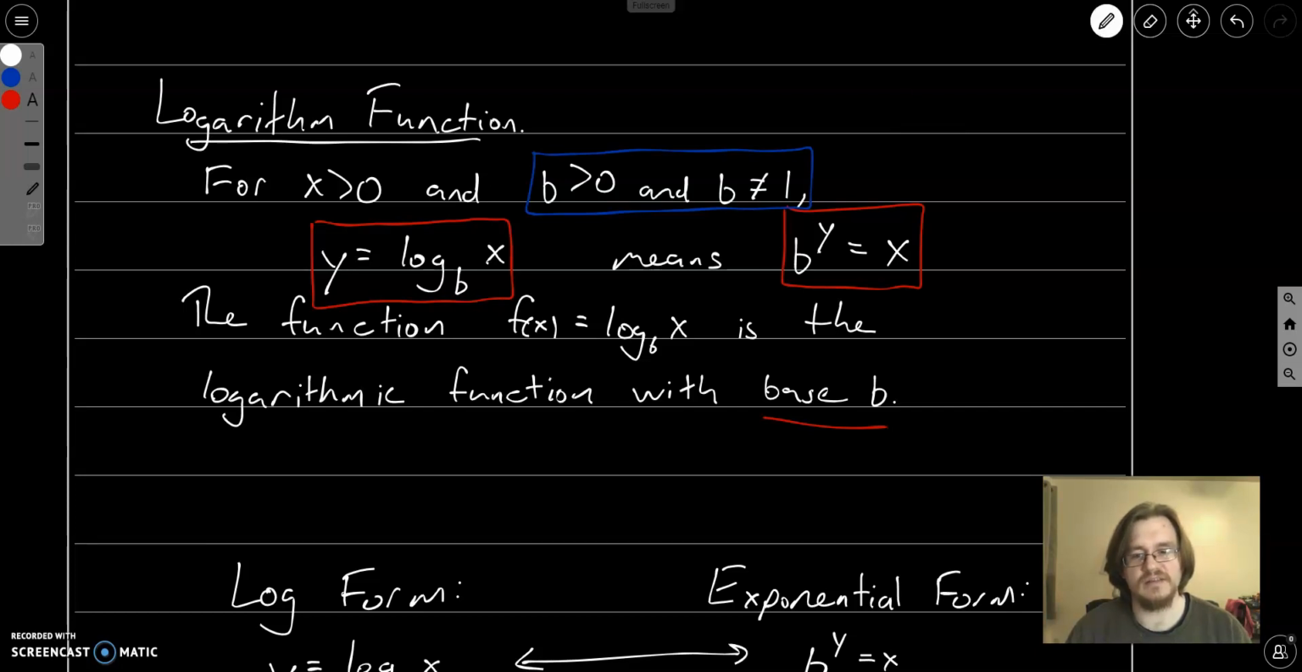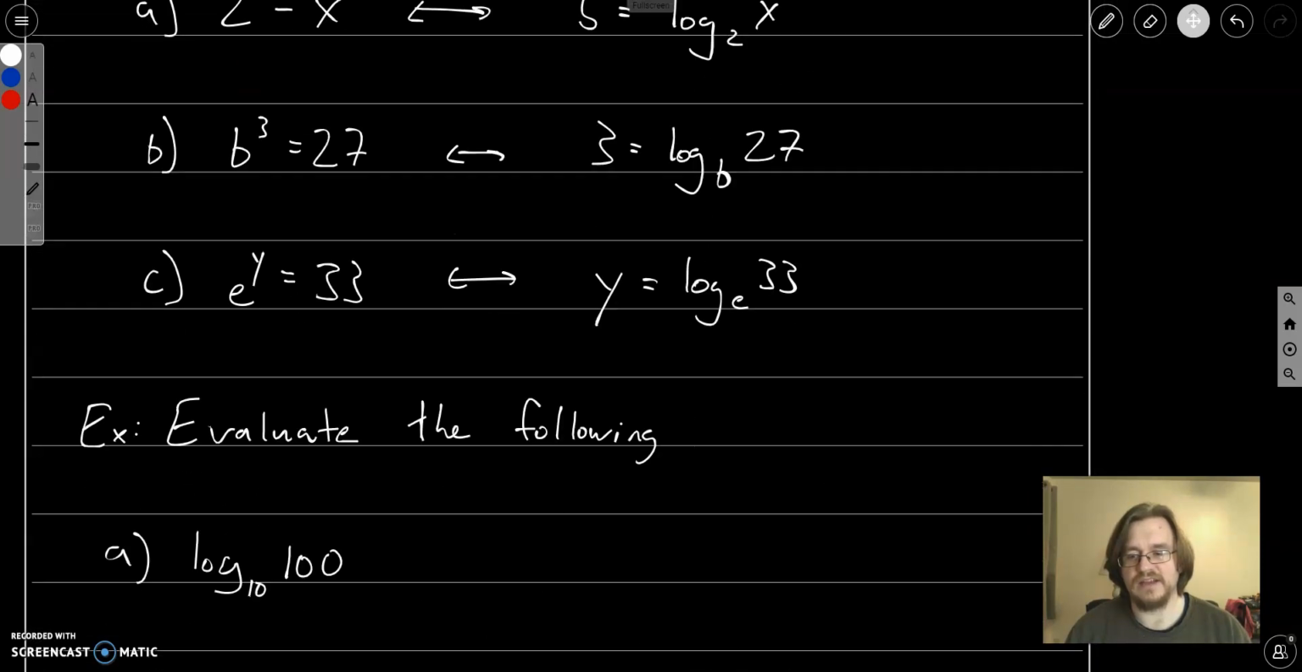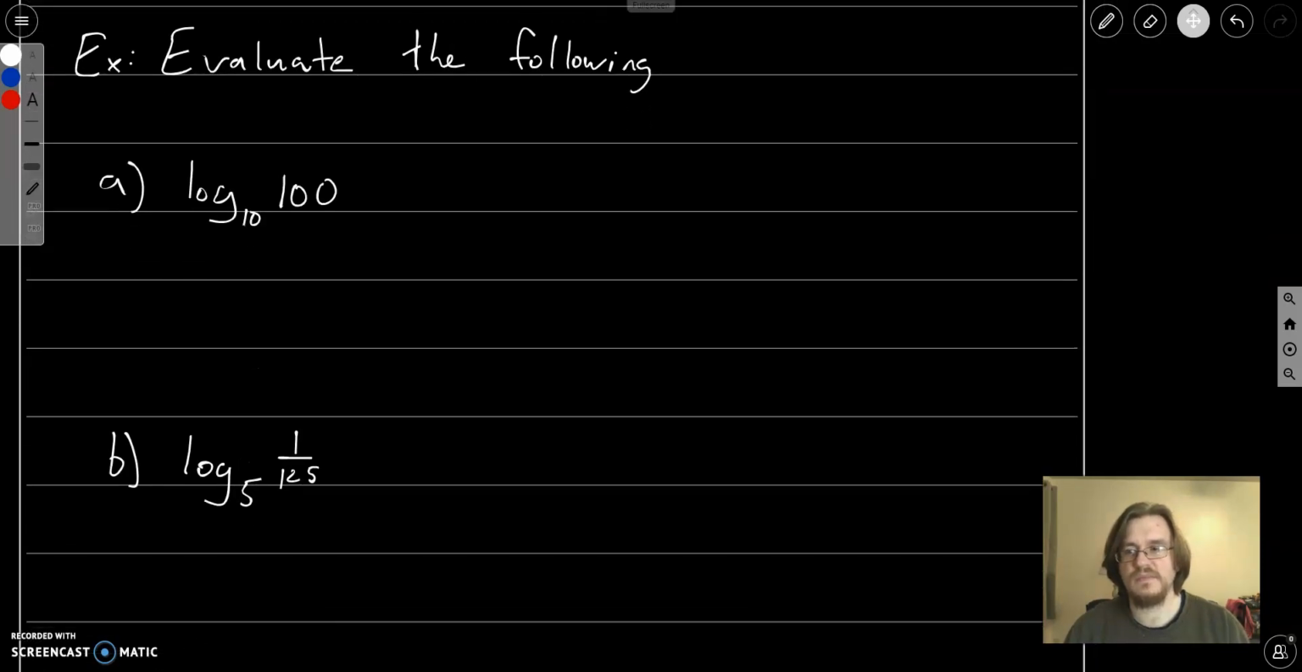So when we're talking about the log function, our base can only be greater than 0, and it can't be equal to 1. So let's look at a couple of examples and actually solve some numbers. So we want to evaluate the following.